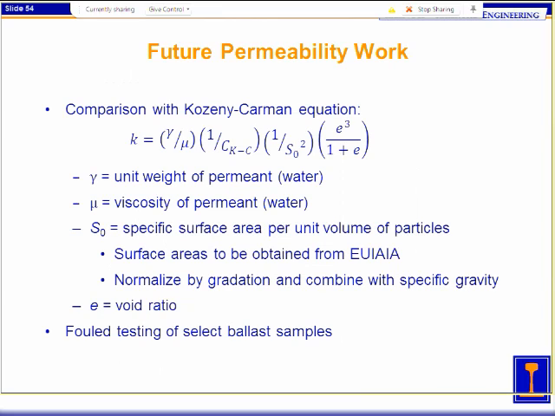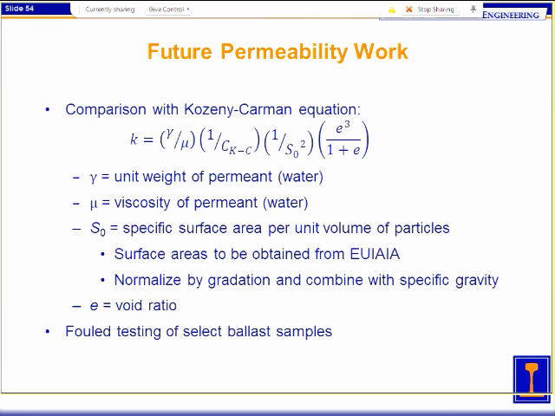So for future permeability work, we want to compare it with what's called the Kozeny-Carman equation. If you're familiar with the Hazen equations for estimating permeability, which just incorporate, I think, D60, D10, D30, this one's a little bit better. It was developed in the 50s, so it's about half the age of the Hazen equation. And it's a little bit better at dealing with larger particles. Takes into account a lot more factors, too. You've got your basic unit weight, viscosity, specific surface area, which we're going to obtain, once again, with the enhanced image analyzer. Can measure the actual surface area of the particles, and then your void ratio.